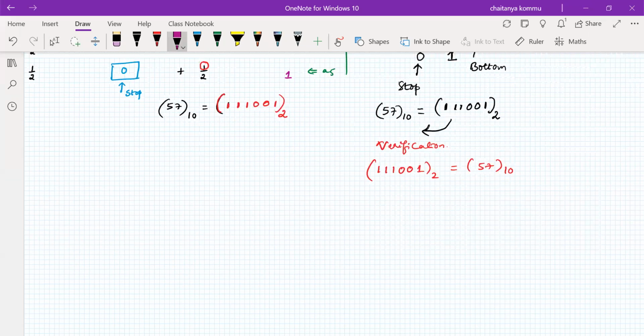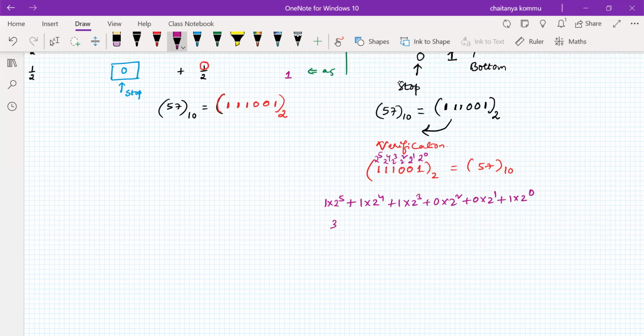How do we do this? Just in this way. What are the positions? 2 power 0, 2 power 1, 2 power 2, 2 power 3, 2 power 4, 2 power 5. These are the positions of the bits or digits. If I multiply these digits with their weights, we will get the decimal number. So 1 into 2 power 5, that is the first position. Second one is 1 into 2 power 4, plus 1 into 2 power 3, plus 0 into 2 power 2, plus 0 into 2 power 1, plus 1 into 2 power 0.